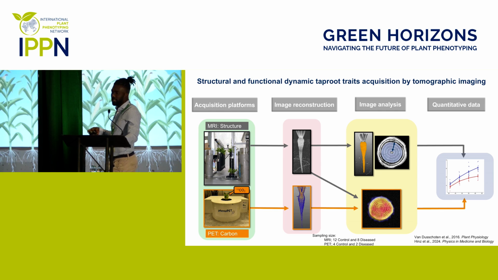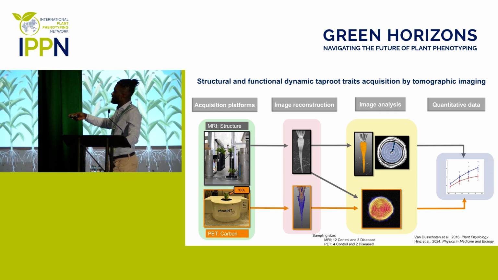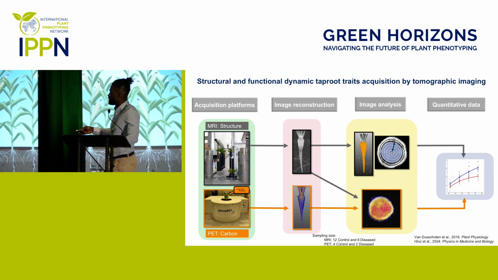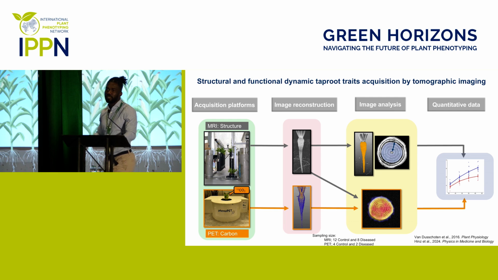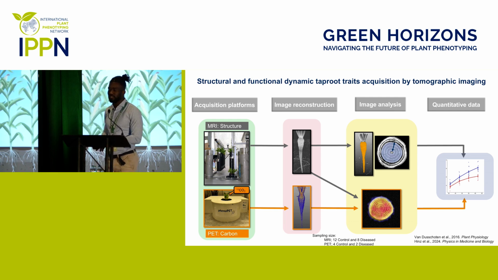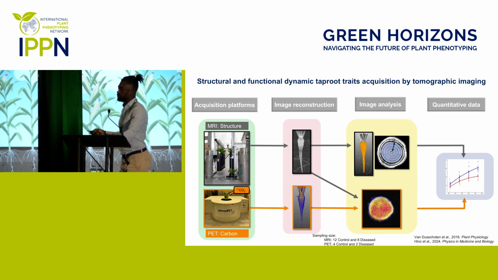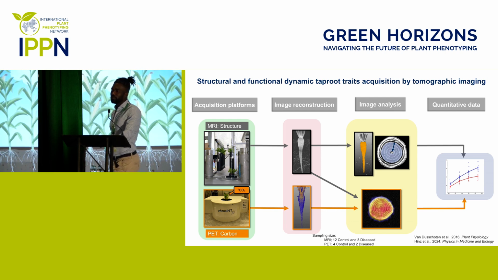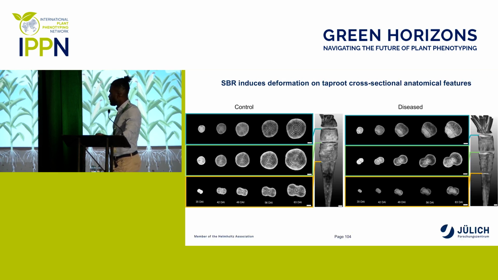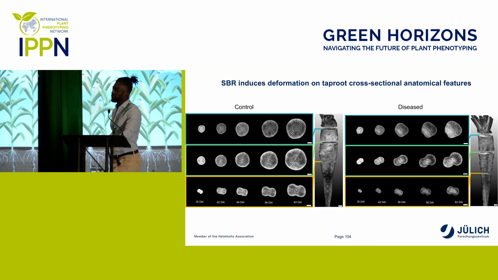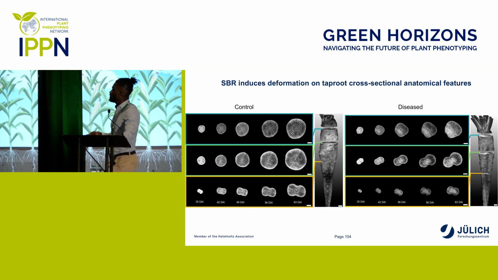And again, another possibility is to co-register the MRI and PET images to have a more or less structural and functional perspective of how the tracer is distributed within the sugar beet. From this, the last step is to analyze the quantitative data we achieved from the previous step. So I will show some results on what we've achieved so far. Here I'm showing temporal development of sugar beet.